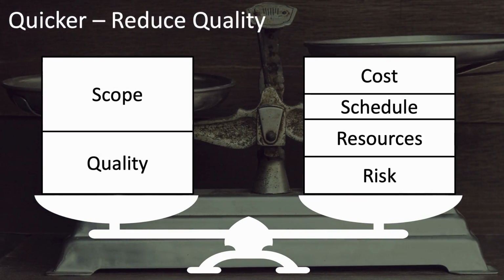Another way to get a project done quicker is to lower the quality. This is not often very desirable, but sometimes it may be. For example, suppose you're working in a new startup and developing a new software application, and you need cash sooner. And so you decide you want to release sooner. So one of the things you could do is to go ahead and let the code be less maintainable.